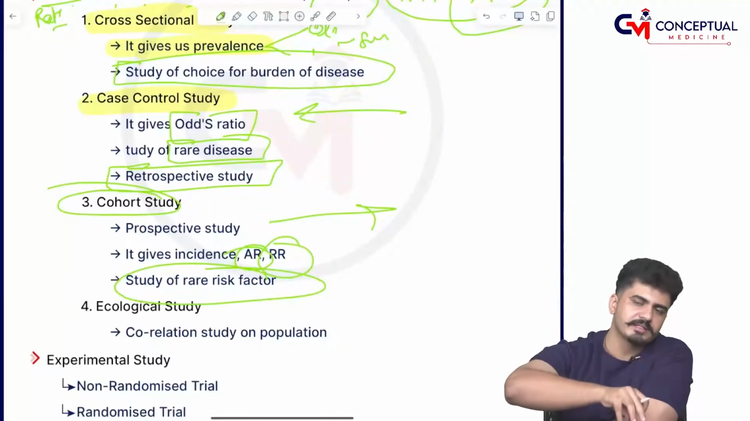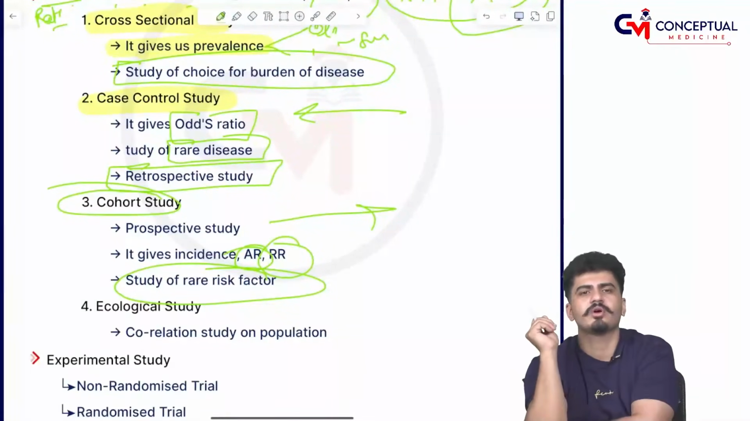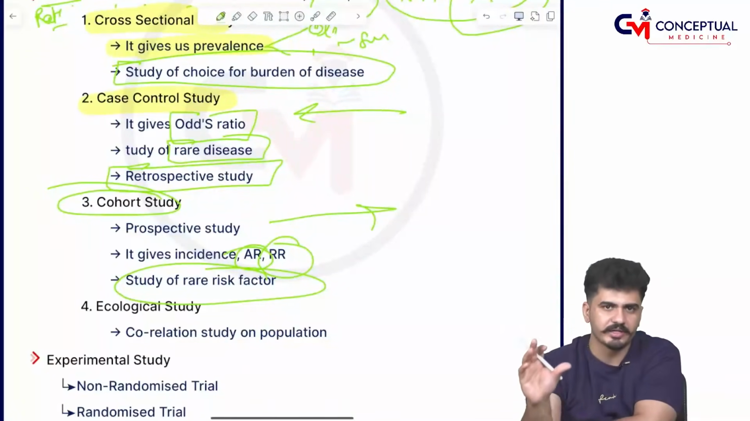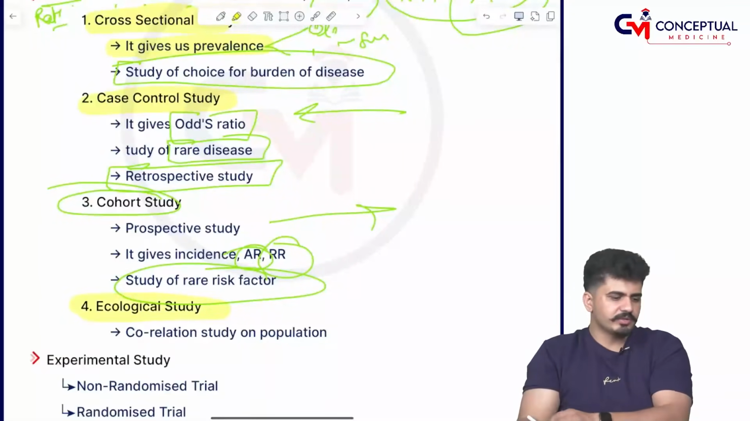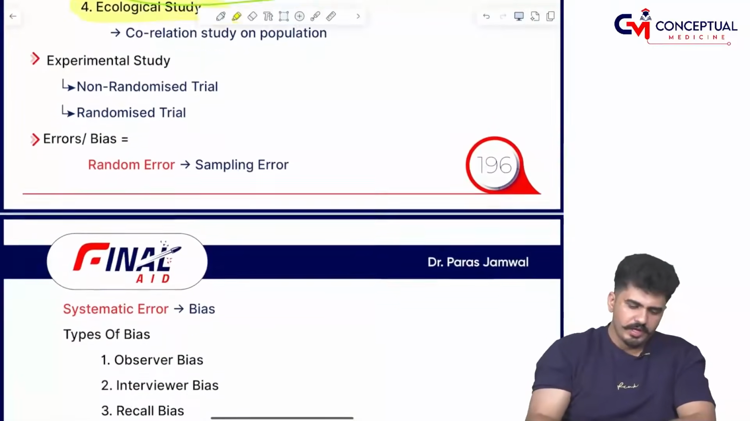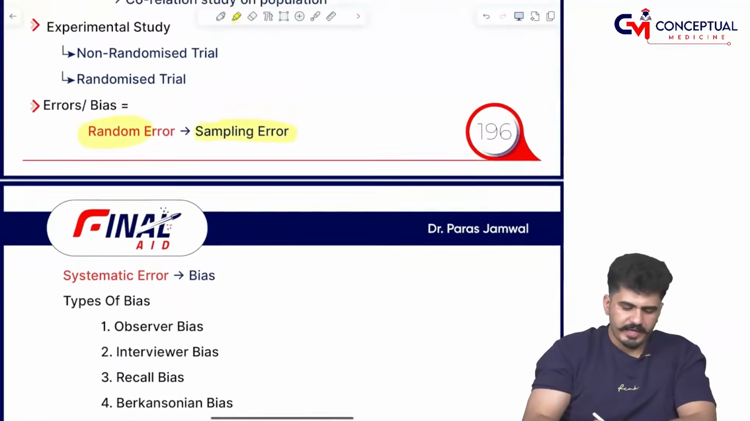If you are comparing the disease and the outcome at the same time on the basis of previous data, that is going to be the cross-sectional study. If you are comparing the whole population, like one state with another state, or one country with another country, those kinds of studies are called ecological studies. Now errors: random error can be sampling, systemic error can be bias.